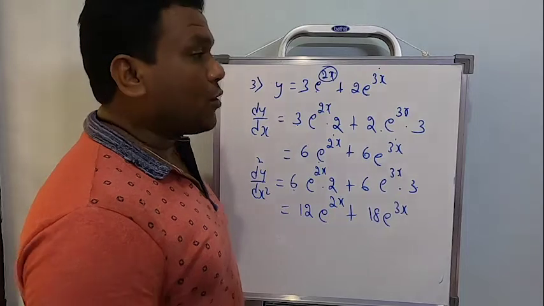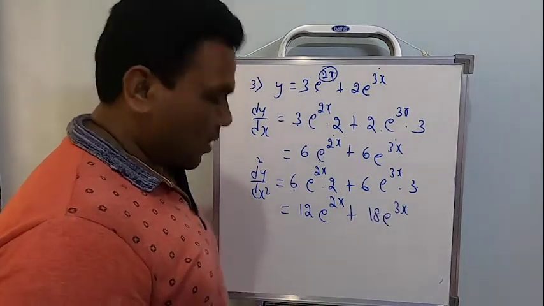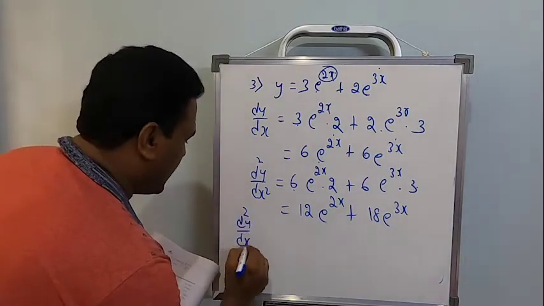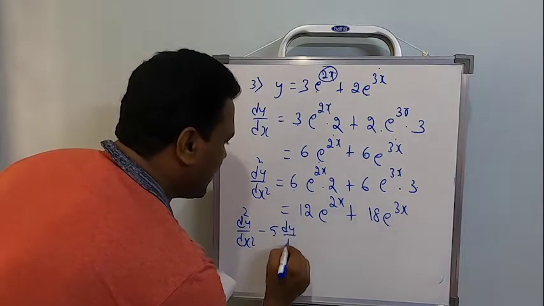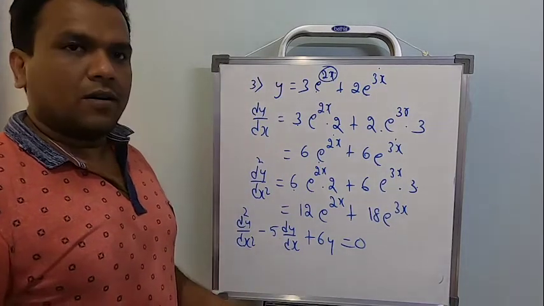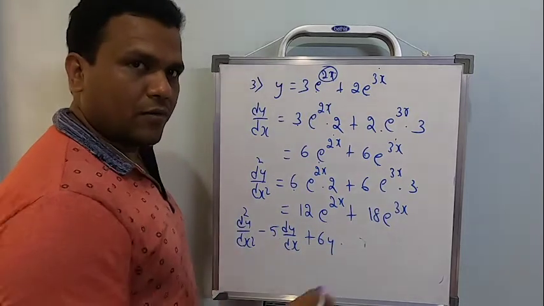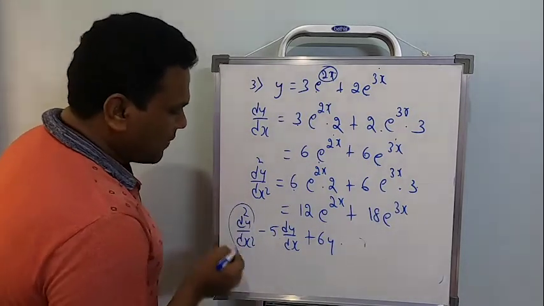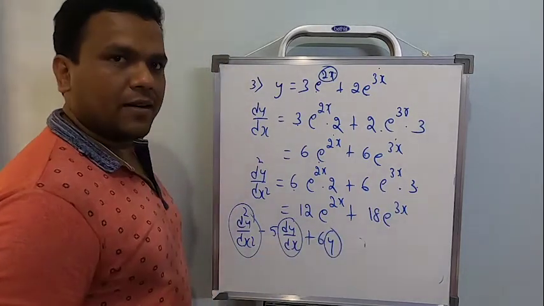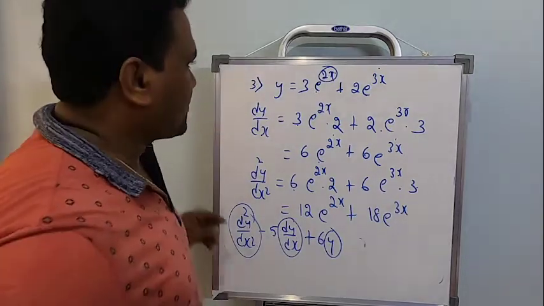Unlike the previous problem, I cannot prove it directly. What I will do here, I will take the condition. What is the condition now that we need to prove? We need to prove d square y by dx square minus 5 into dy by dx plus 6 into y is equal to 0. What I will do here, simply I will take the left hand side. So whatever the value I'm going to get it as 0. I will substitute for d square y by dx square, substitute for dy by dx and substitute for y, and finally prove that the value will become 0. So how to do it?